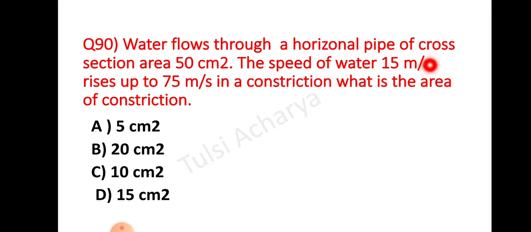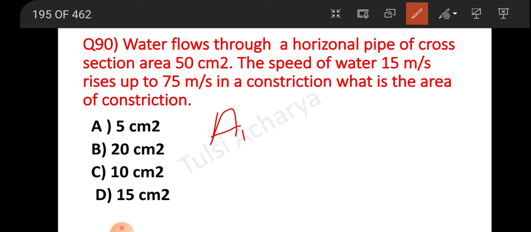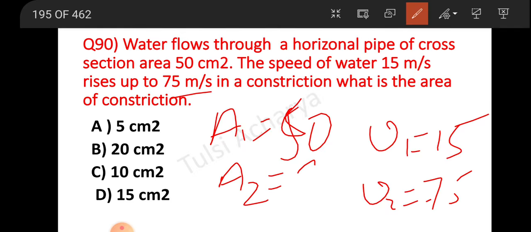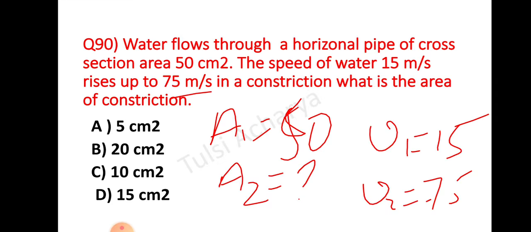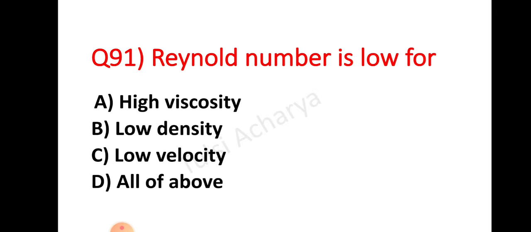Water flows through a horizontal pipe of cross section area, that means our area A1 will be 50 centimeter square, and speed V1 will be 15. It rises up to V2, V2 is 75. Here we need to find A2. By using the equation of continuity A1 V1 is equal to A2 V2, our answer will be 10 centimeter square. Now let's move to question number 91.